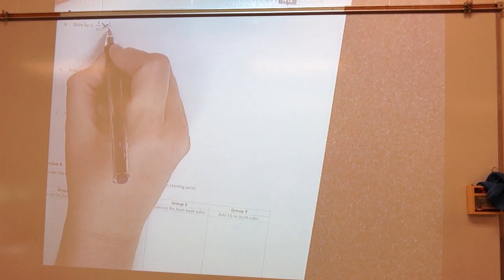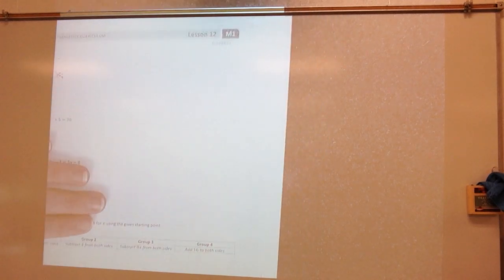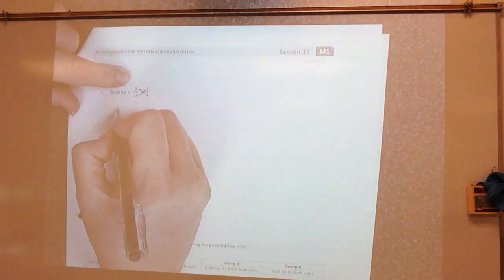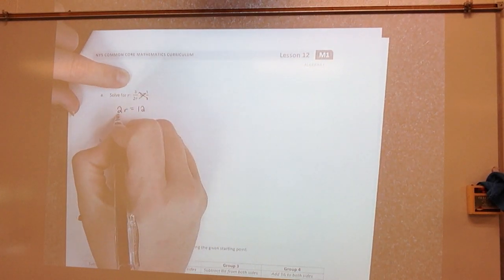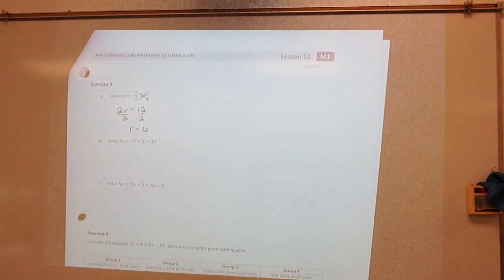And that would be just like finding a common denominator. So 2r times 1 is 2r. 3 times 4 is 12. Divide by 2. r would be equal to 6. Okay?